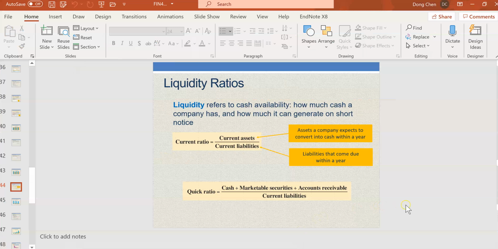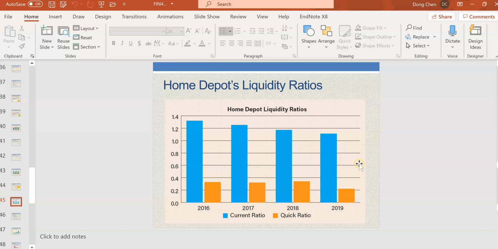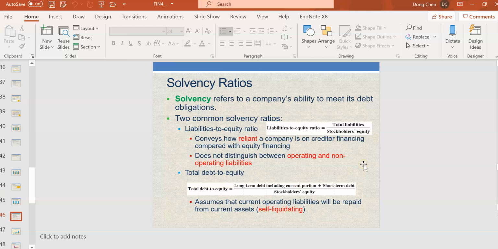Again, the current ratio and the quick ratio are liquidity ratios. And the total liabilities to stockholders' equity ratio is basically a solvency ratio, right? Total liabilities to equity ratio, total liabilities divided by stockholders' equity, is one of the solvency ratios.